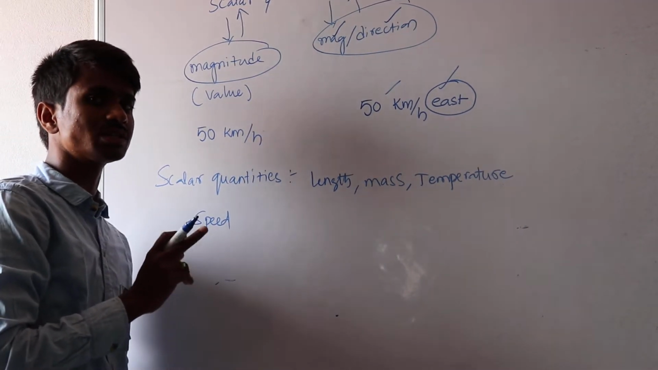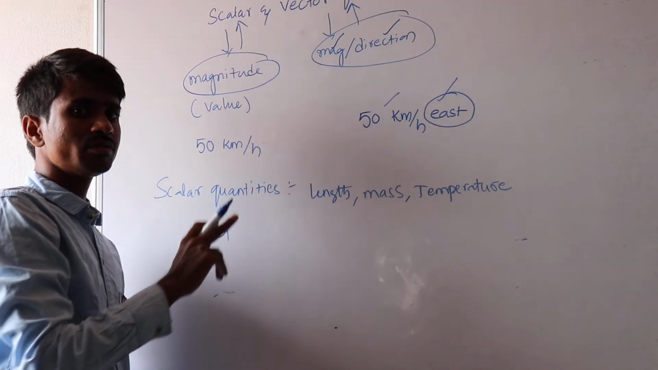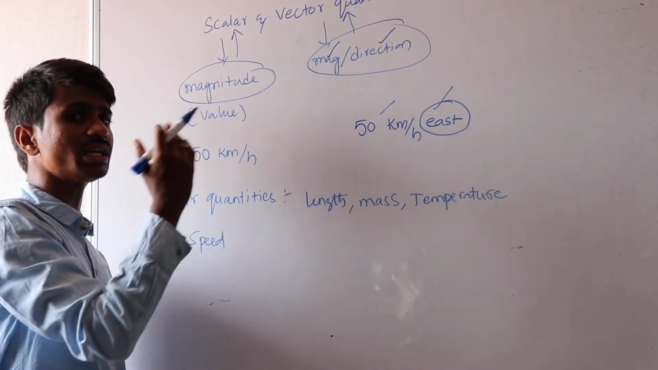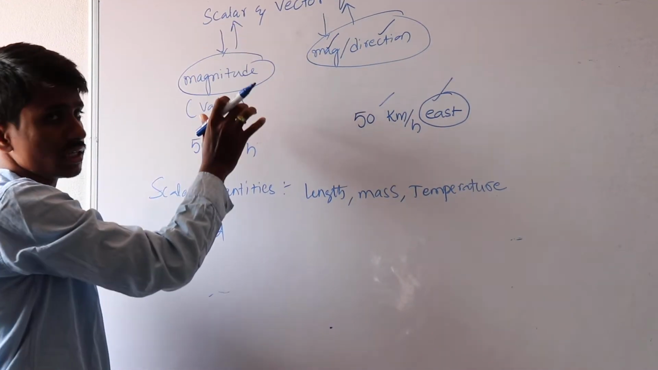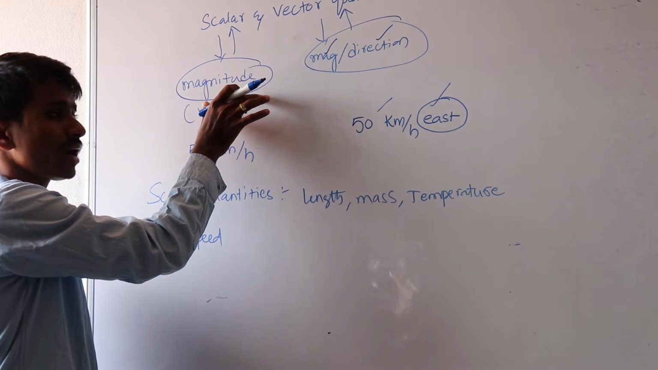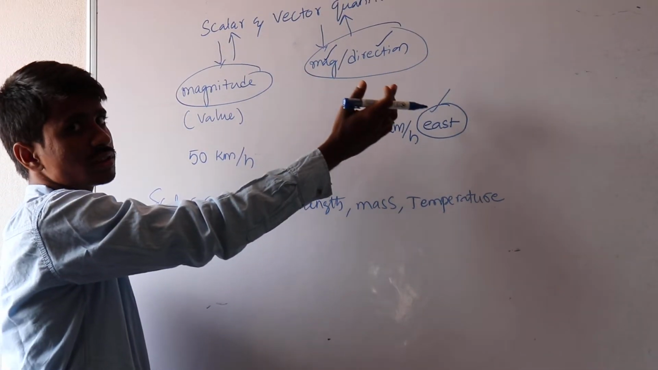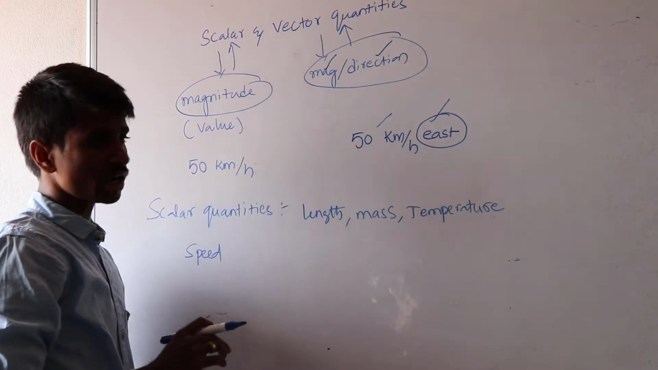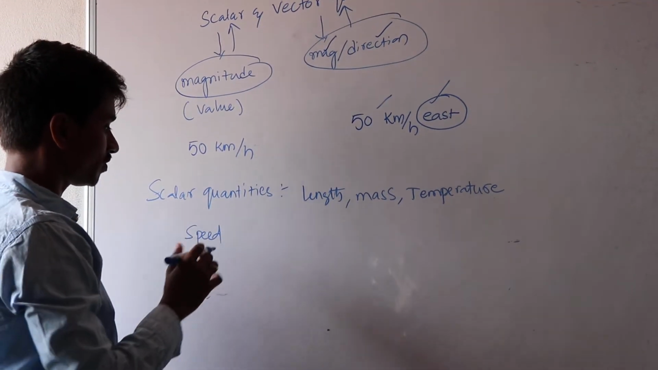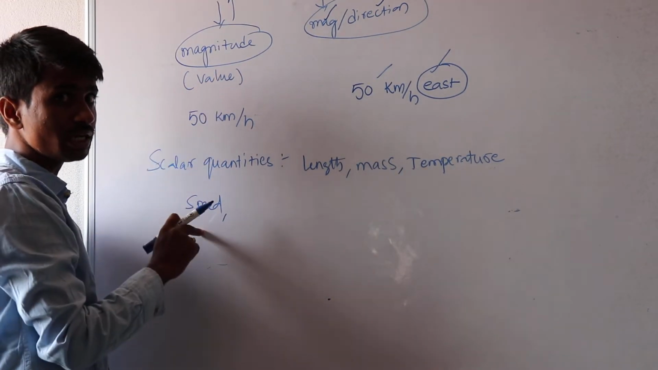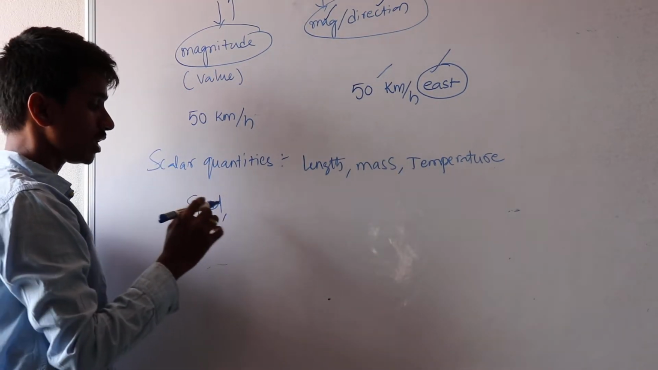Scalar and vector quantities are a different subject from fundamental quantities and derived quantities. Here it is not like that. Only those having magnitude are called scalar quantities. Those having magnitude along with direction we call vector quantities. That is the basic difference, so don't get confused. Speed is a derived quantity there, but here it is a scalar quantity.